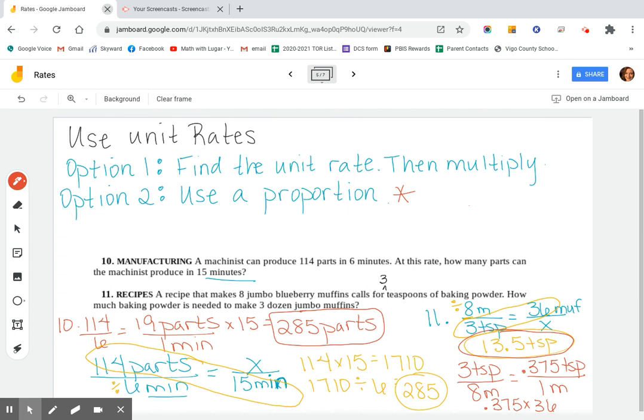If you use the proportion, it really doesn't matter which value you put on top. The key is just to be consistent. If I put parts over minutes, I need to keep doing parts over minutes. If I put muffins over teaspoons, I need to keep doing muffins over teaspoons. But that proportion method will help you avoid all the confusion.